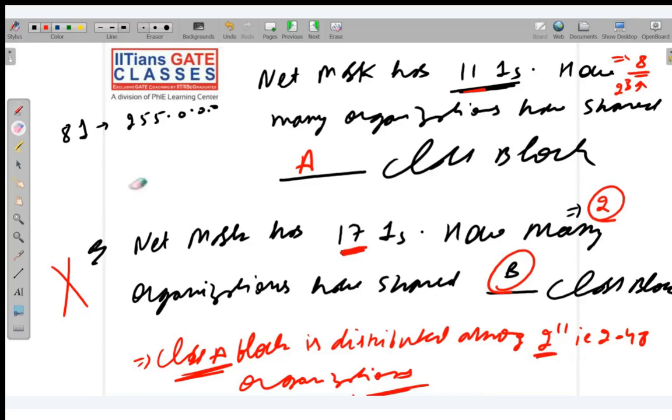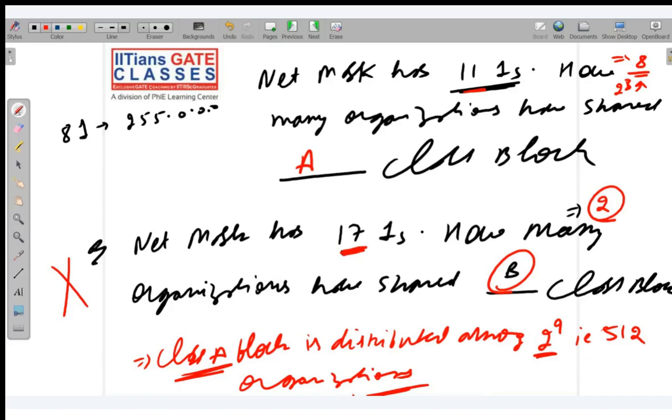I think I have made a calculation mistake. 2 power 9. 9 plus 8 is 17, right? Yes, sir. So the net mask has 17 ones. How many organizations have shared? If it is of class B, then only 2 organizations. If it is of class A, then 2 power 9 organizations. Okay, so 2 answers are possible for this question. Is it okay?